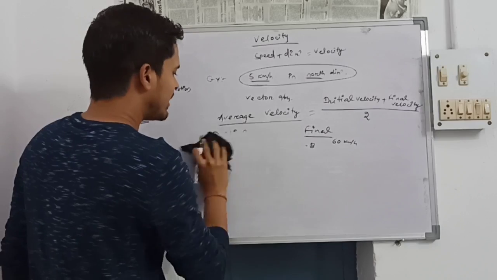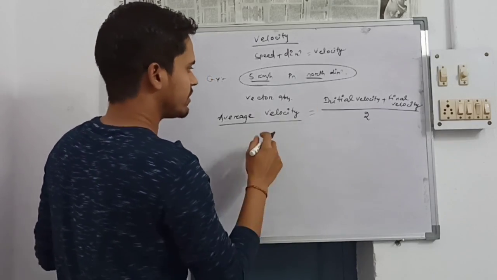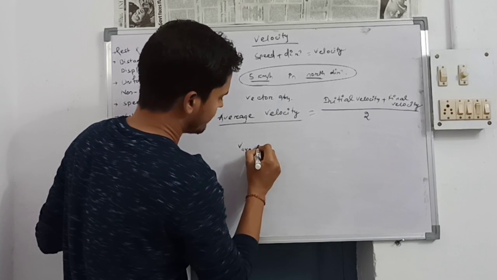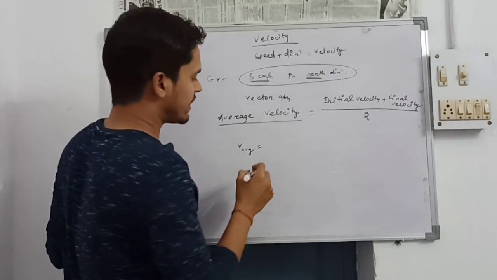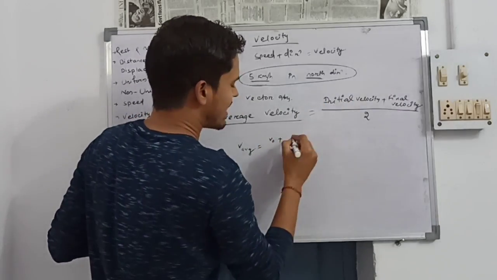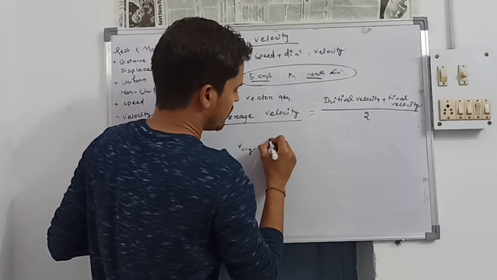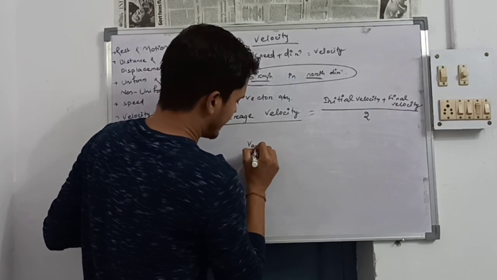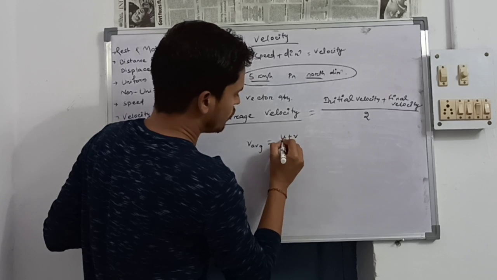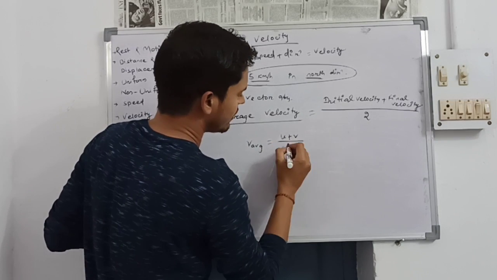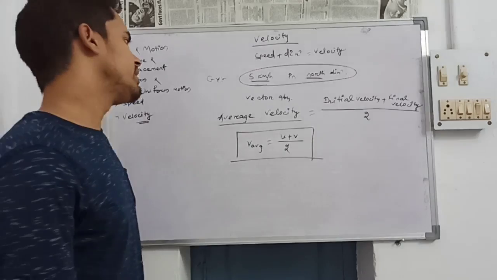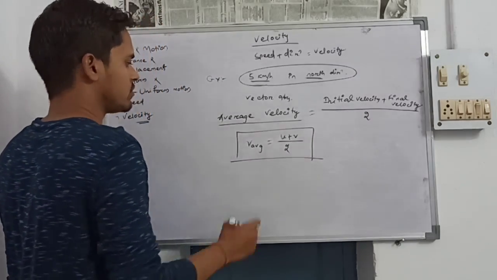If you represent this symbolically, write V for velocity, V average equals U plus V by 2. U is taken as initial velocity, V is taken as final velocity. Remember this, it is very important. Initial velocity plus final velocity by 2. Okay? So this is about average velocity.